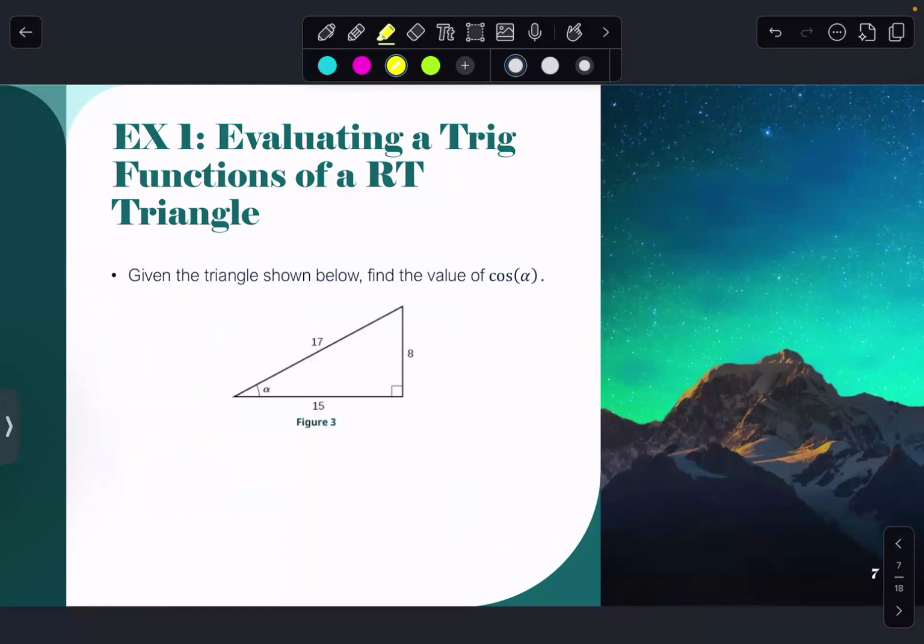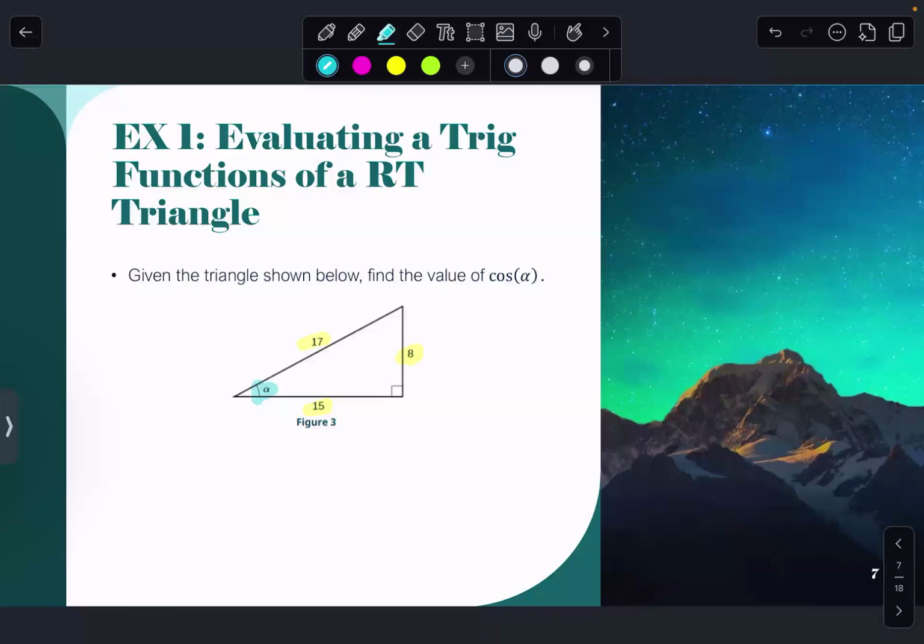Let's go to our first example. So how do we use these trig functions? First of all, we're given this triangle, and let's notice what we have. We are given the three sides: 17, 15, and 8. But what we're missing is this angle, which is called alpha.